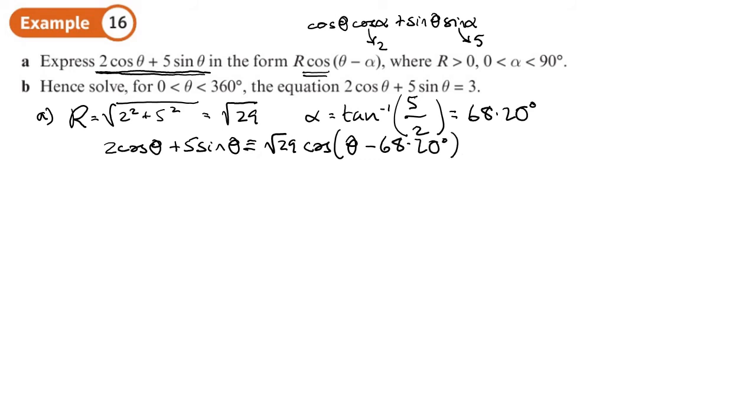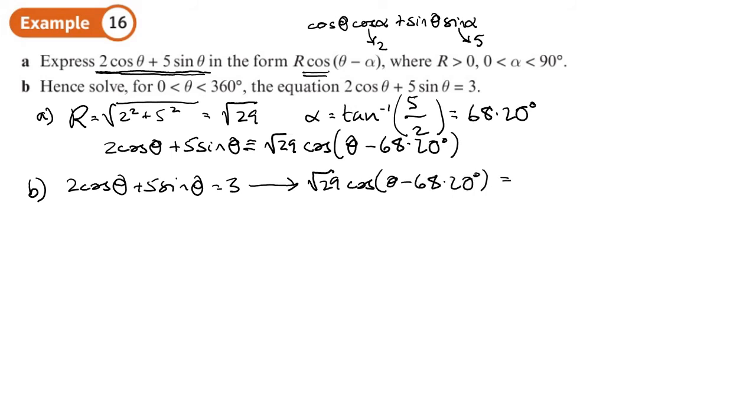They're the same. That means if I want to solve this equation, 2 cos theta plus 5 sine theta, which is very tricky to do, I can actually change it to solving this equation, root 29 cos (theta minus 68.20) equals 3. And that we can do quite easily. So cos (theta minus 68.20) is going to be 3 over root 29.